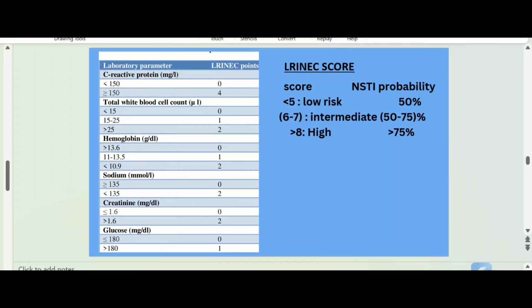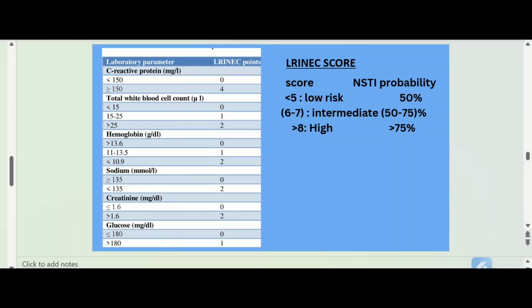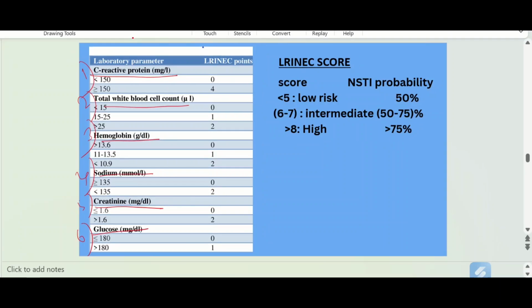Scoring system to assess the severity. This is called the Laboratory Risk Indicator for Necrotizing Fasciitis score. Laboratory investigation values: number one, we see CRP level. Second, total WBC count. Third, we see hemoglobin. Fourth one is sodium. Fifth one is creatinine, and next is glucose level. Based on different values, we give scores to each laboratory parameter.